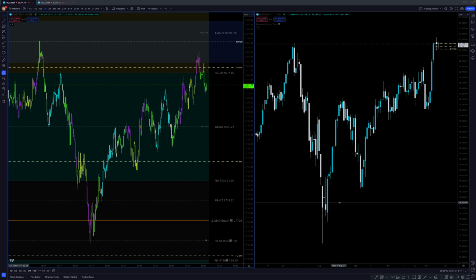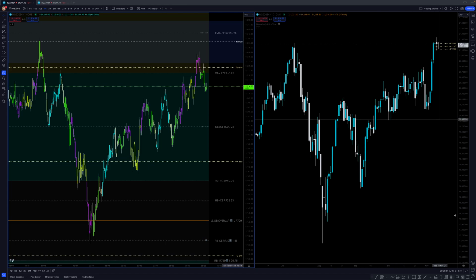I learned from ICT and through my own experience, stuff that I saw. Daily reactions are very nice. You can make a living off of just trading daily reactions. So let's take a look at the daily chart.